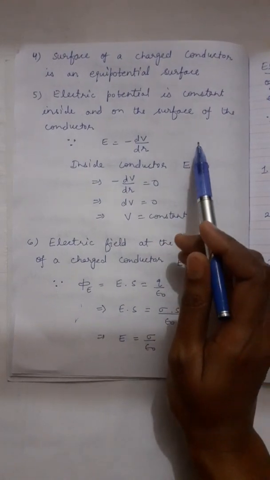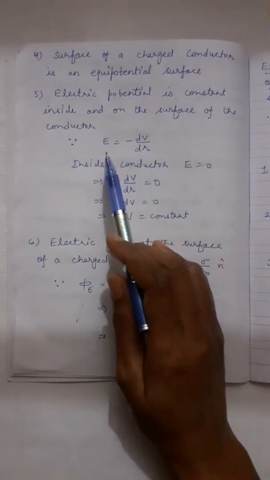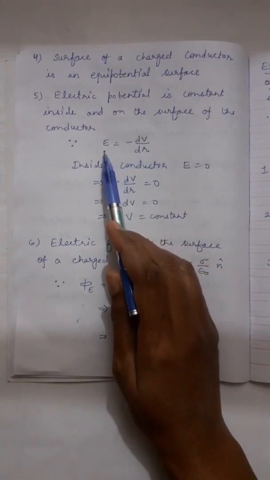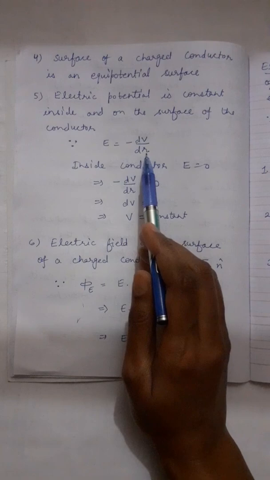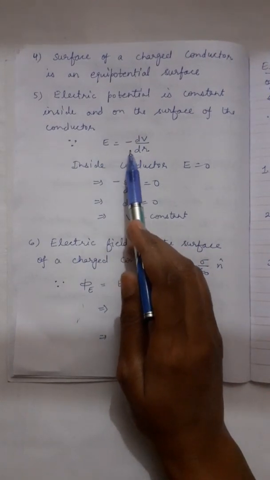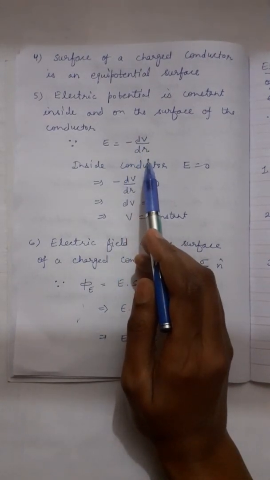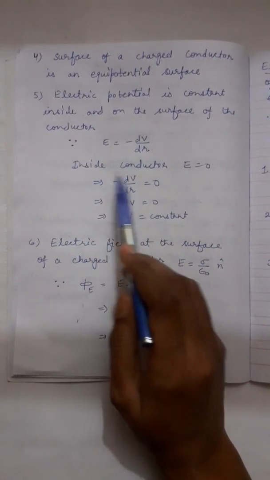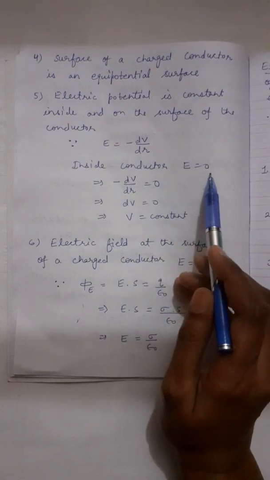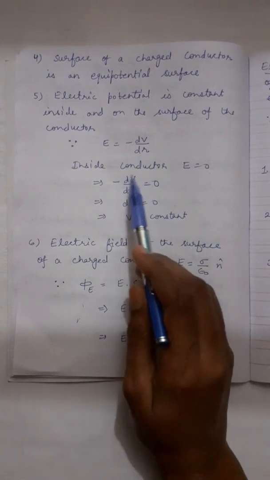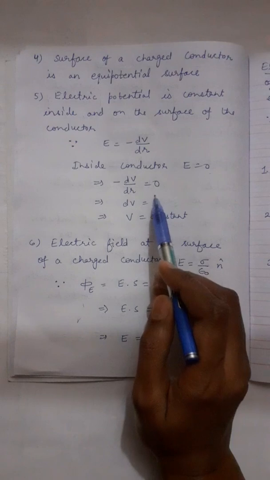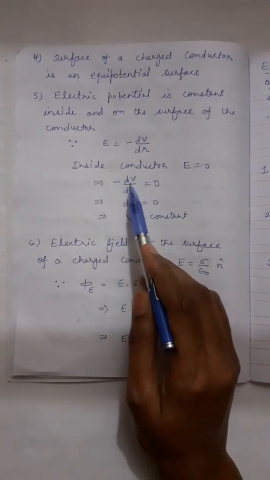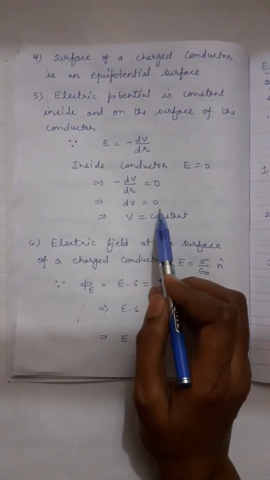Because inside the electric field is zero, we can prove that the potential is constant by the relation of electric field and the potential gradient. We know that E is equal to minus dV upon dr, and by the first property we know that inside the conductor the electric field is zero, so this potential gradient will be equal to zero. It simply means that this potential difference dV is equal to zero.